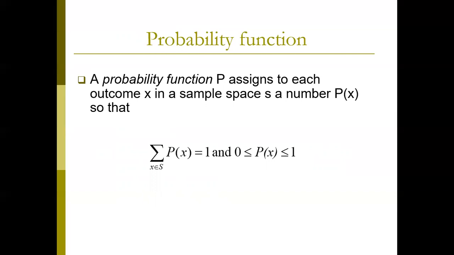All right, so we look at an example. This is simply saying that when you add up all the probabilities of X, you should end up with 1. And we're talking about values between 0 and 1.